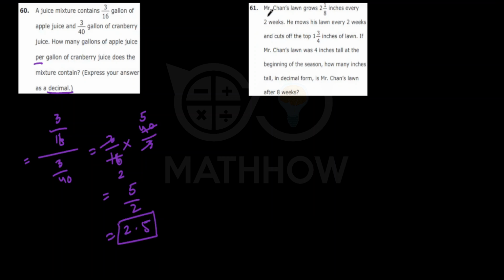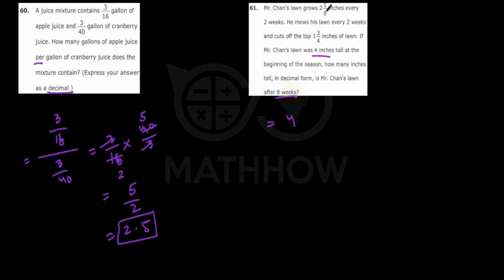Question number 61. Mr. Chan's lawn grows 2 and 1 over 8 inches every 2 weeks. He mows his lawn every 2 weeks and cuts off the top 1 and 3 over 4 inches of the lawn. If Mr. Chan's lawn was 4 inches tall at the beginning of the season, how many inches tall in decimal form is Mr. Chan's lawn after 8 weeks? Total duration is 8 weeks. Now, the initial value is 4 inches. The lawn was 4 inches tall.